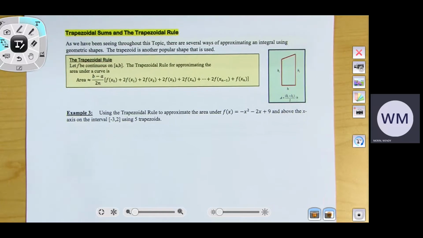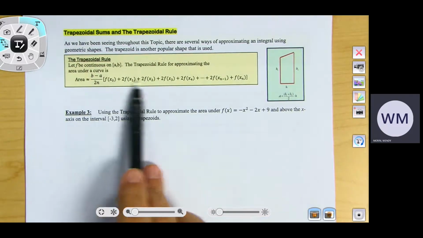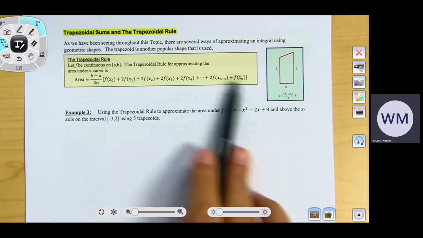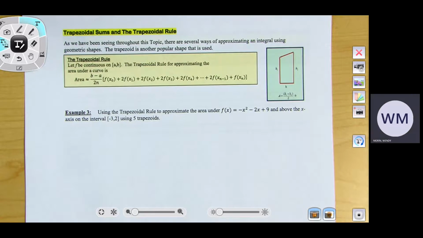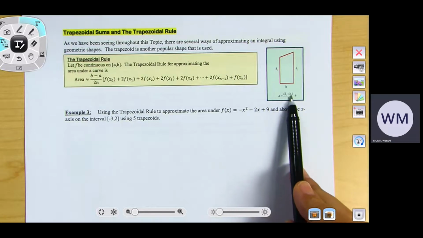All right, moving on, there's something called the trapezoidal rule. I'm going to show you where all of this comes from. It is making trapezoids. So let's review what you're supposed to know from geometry. The area of a trapezoid is 1/2 the sum of the bases times the height.